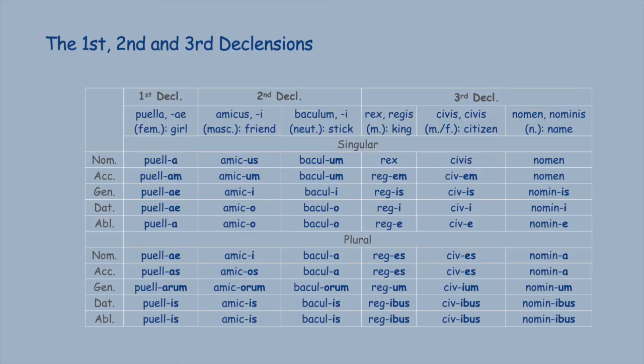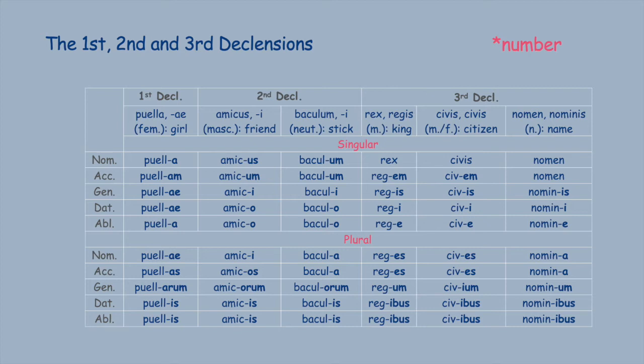Here you find the declensions of puella, which belongs to the first declension, amicus and baculum, which belong to the second declension, and rex, civis, and nomen, which belong to the third declension. If you look at the declension table, you can observe a number of interesting details about Latin declensions. You can see, for instance, that the cases of all declension patterns have singular and plural endings, distinguishing the number of persons or items involved.